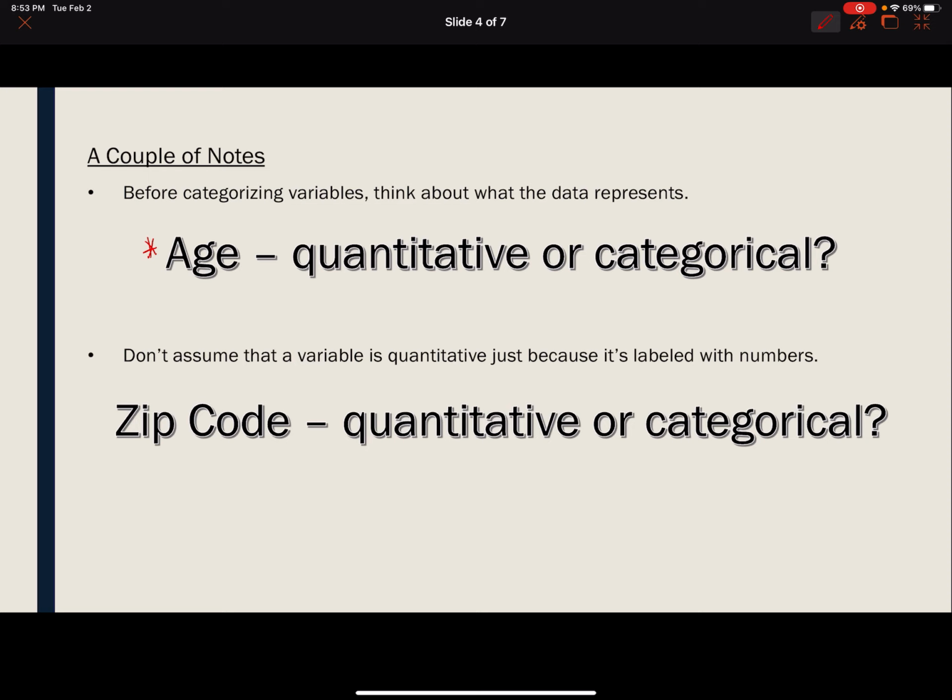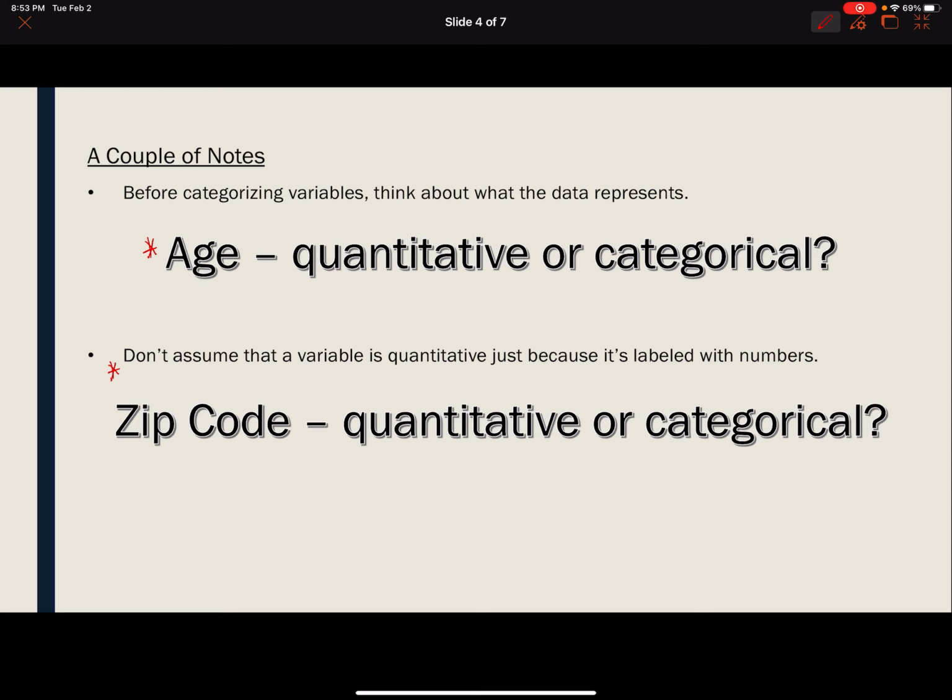You could also split age up and put the values in categories. You've probably seen this on surveys where you have to check the box. Are you age 20 to 29, 30 to 39, 40 to 49? It took those values and created categories. You also want to be careful and not assume that just because a variable is labeled with a number, it's automatically quantitative. Zip code is a classic example.